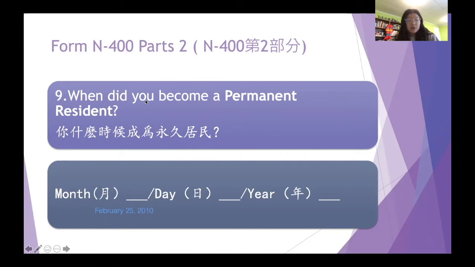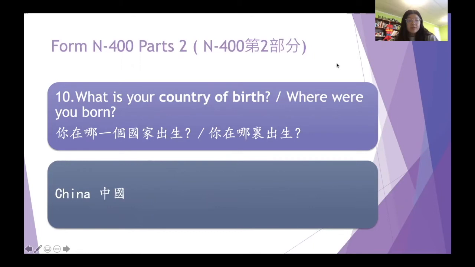你什么时候成为永久居民？答案是 February 25th, 2010. 大家要先答月，再说日，再说年。好，第十题。What is your country of birth?